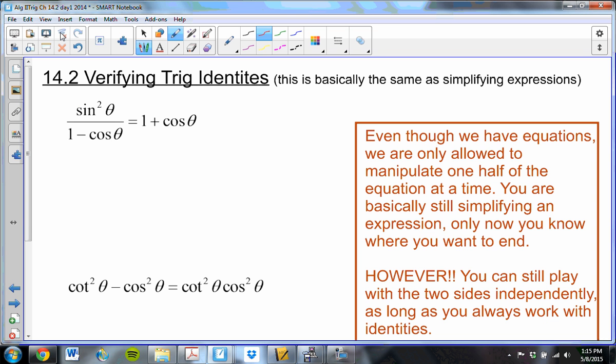One thing to be aware of is even though we have equations now, even though we have this equals sign here, you can't do something to both sides of an equation. Like I can't multiply both sides by 1 minus cosine theta. I'm not allowed to do something to both sides of an equation because every once in a while you'll be multiplying by 0 and not know it, or there's always the potential of multiplying by 0 or dividing by 0. So you can still only play with one side at a time.